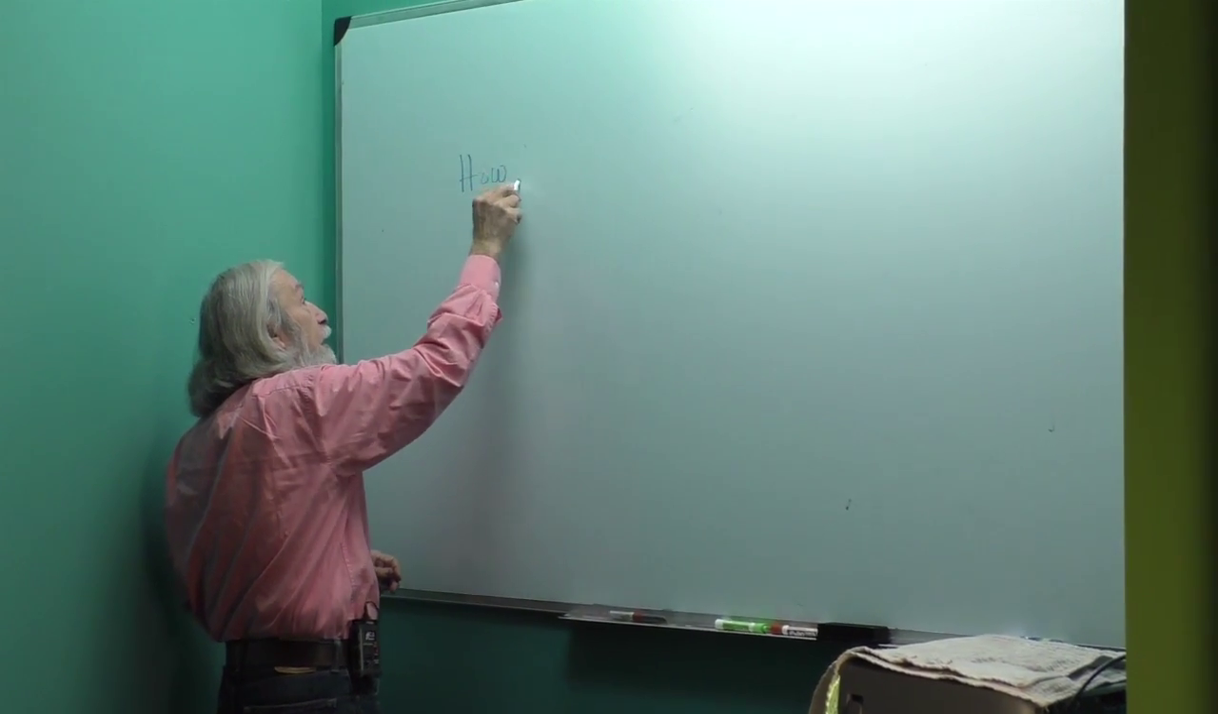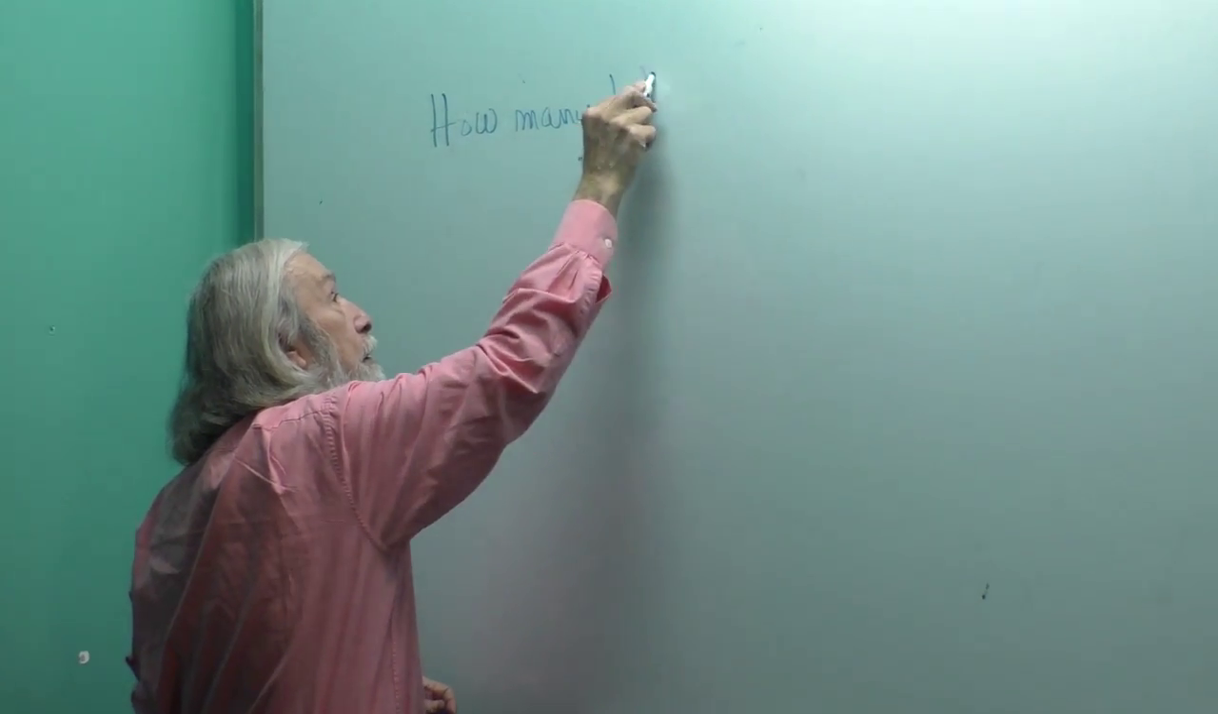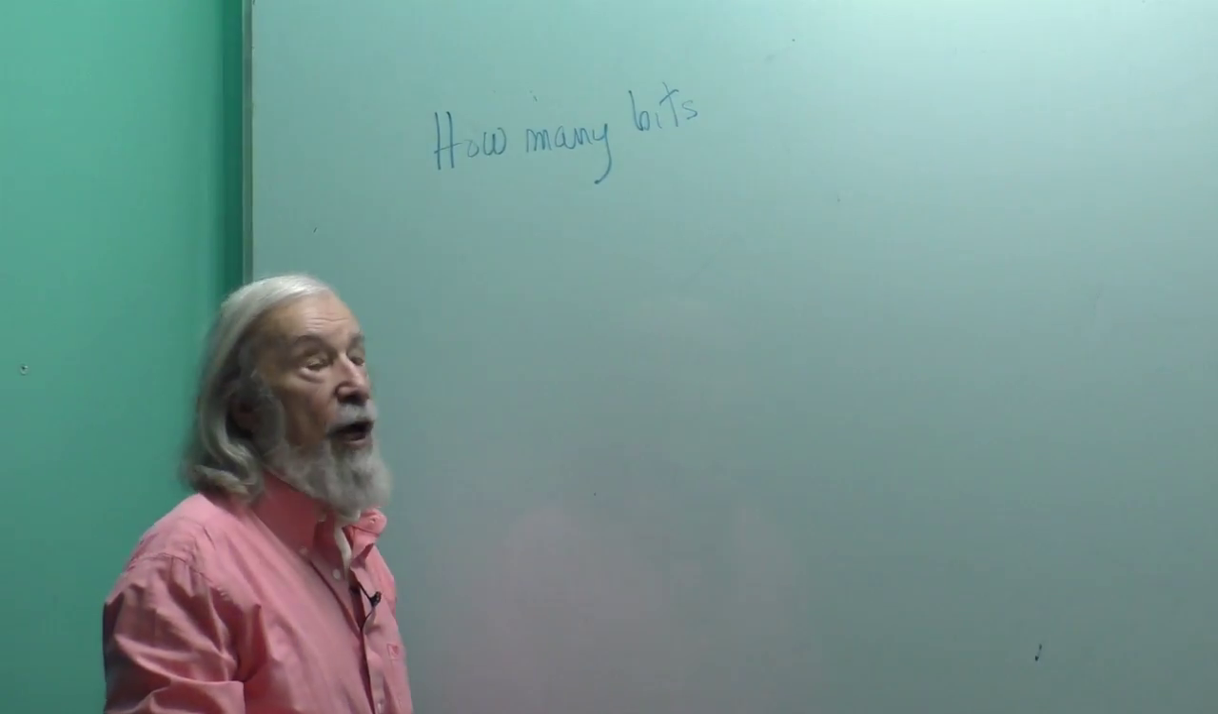How many bits to encode the English alphabet?